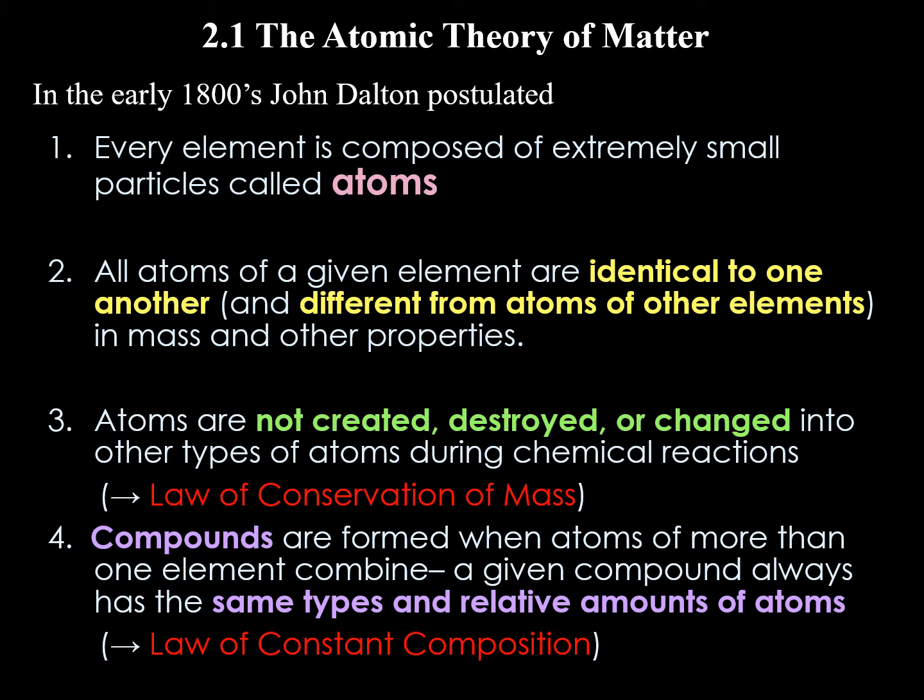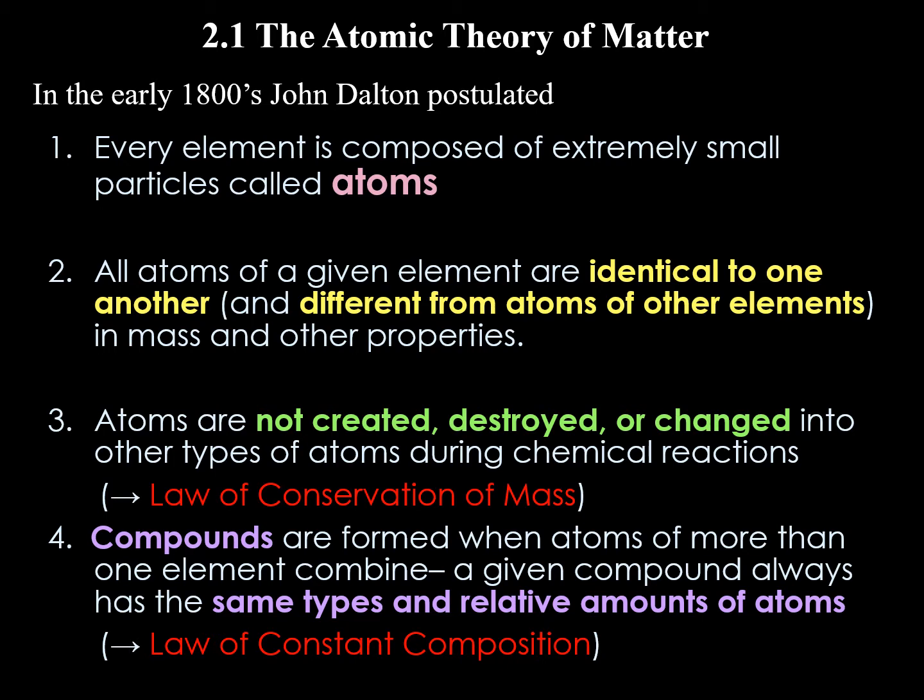All atoms of a given element are identical to one another in mass and in other properties. So if you have two H2O molecules, they have identical properties. We have the law of conservation of mass, meaning if I have a reaction in a sealed container, if we add two elements, measure their mass, the product will have the same mass as well. None of the mass can escape from that particular container. And number 4, law of constant composition. H2O is always going to be 2 hydrogens for every 1 oxygen.